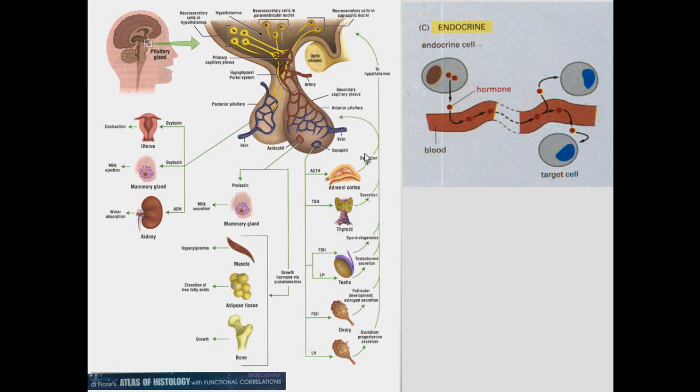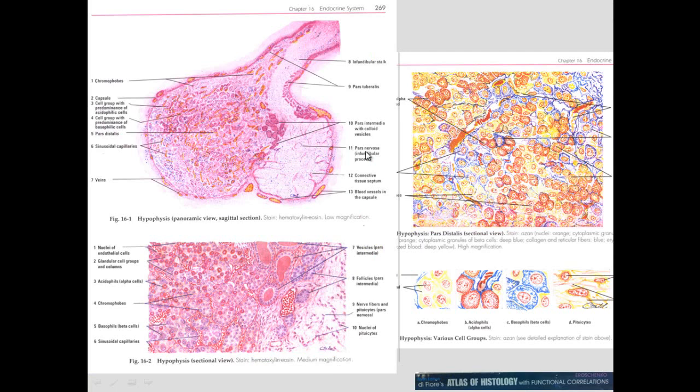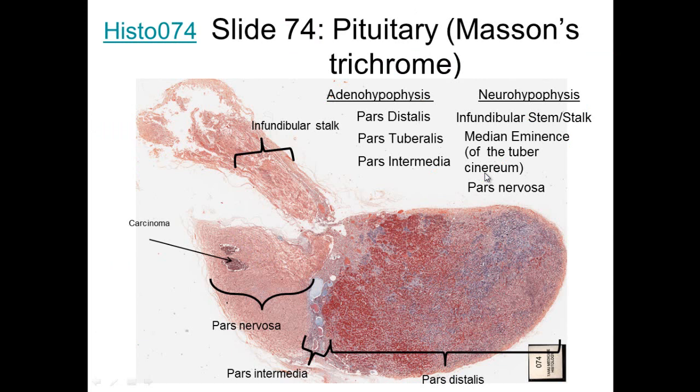pituitary or the hypothalamus. And we can see the pituitary here, the pars distalis, pars nervosa, pars tuberalis, pars intermedia. All these are different parts of the endocrine system. The pituitary, you have acidophils, basophils, and chromophobes located there, and we will see those.